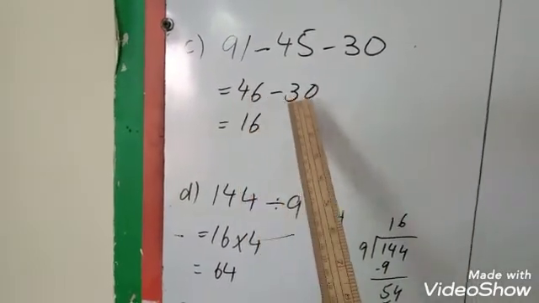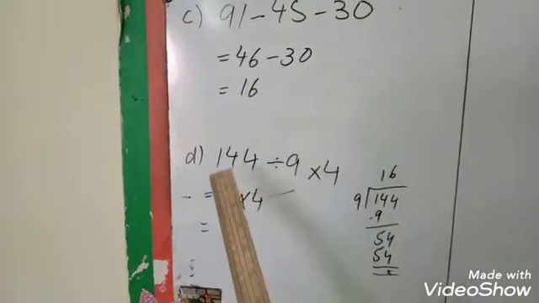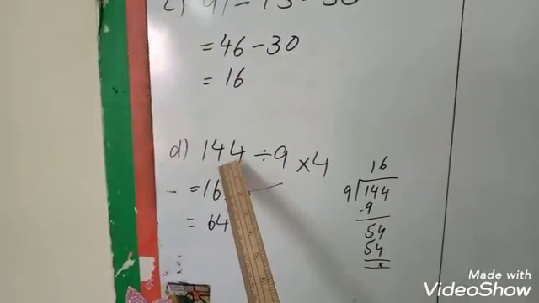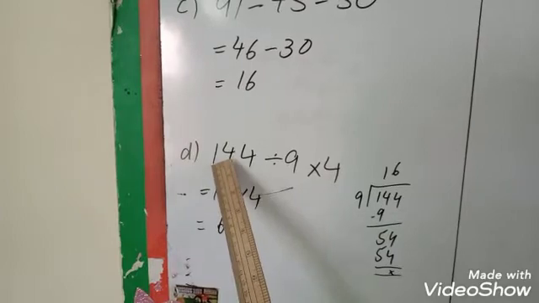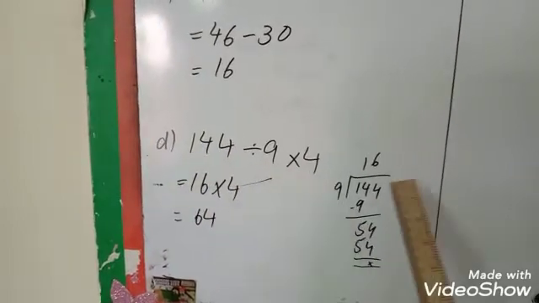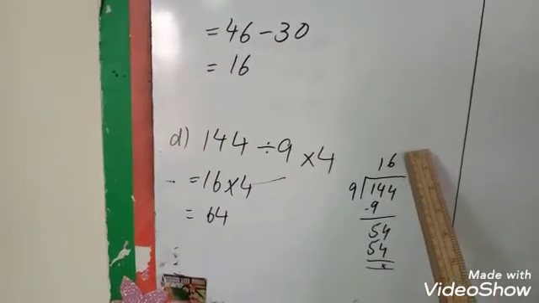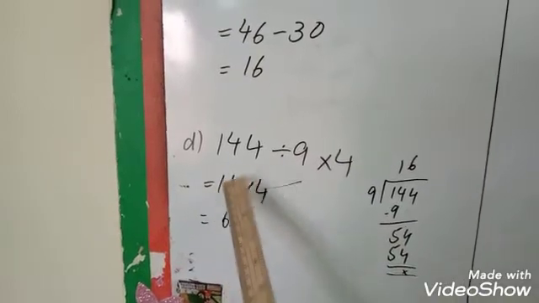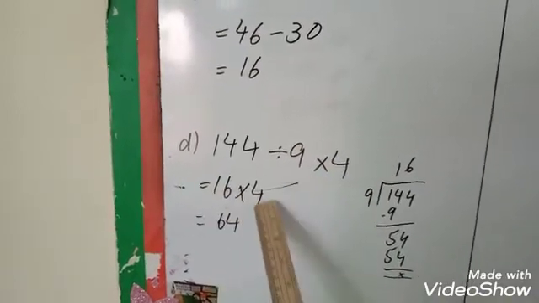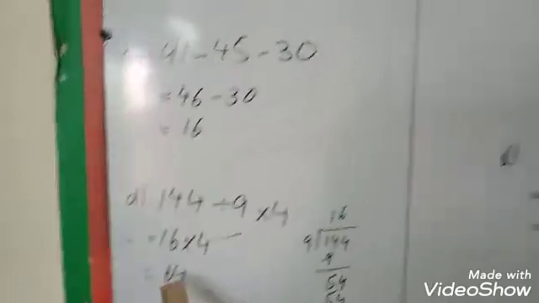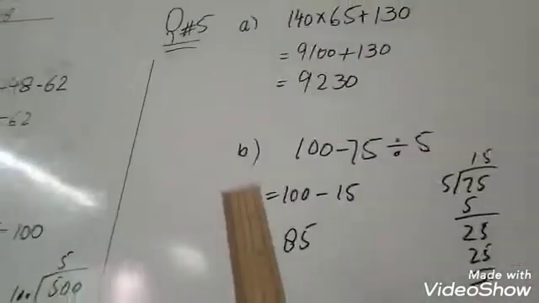Now subtract these two values, we get answer 16. We solve here division. So 144 divided by 9 is equal to 16. We divide here and write here 16 multiply 4. Then multiply these two values. Answer is 64. Question number 5.